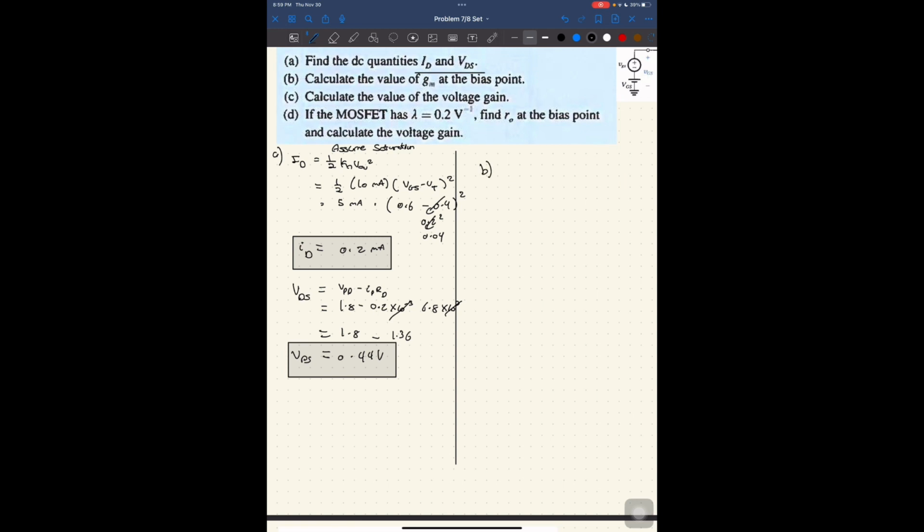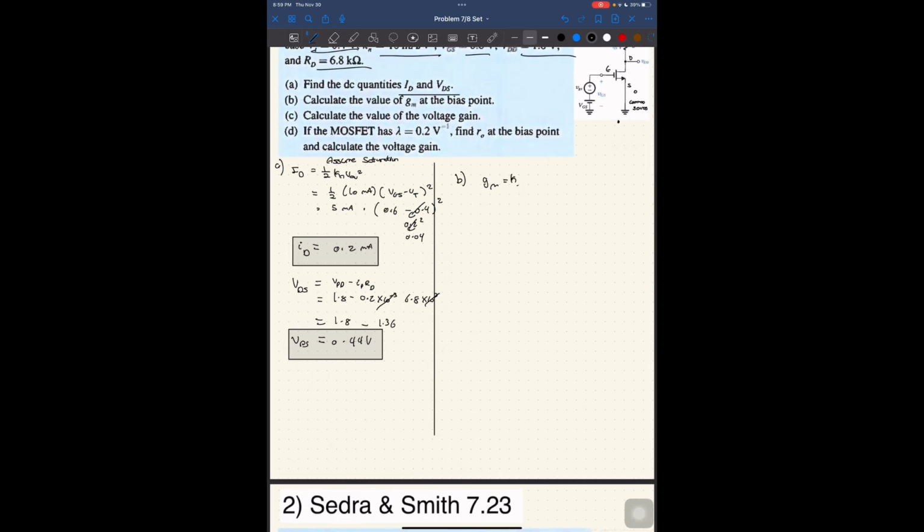Part B. Calculate the value of gm at the bias point. Well, gm is equal to Kn VOV. Why? It just is. There's a lot of complicated physics behind this, and I'm not intelligent enough to explain that to you. So gm equal to Kn VOV is a formula. We all memorize this, okay? So what is the value of gm at the bias point? Well, I can just ignore the second part because I don't even know what it means. But it's just VGS minus VT because I know that this is my formula.